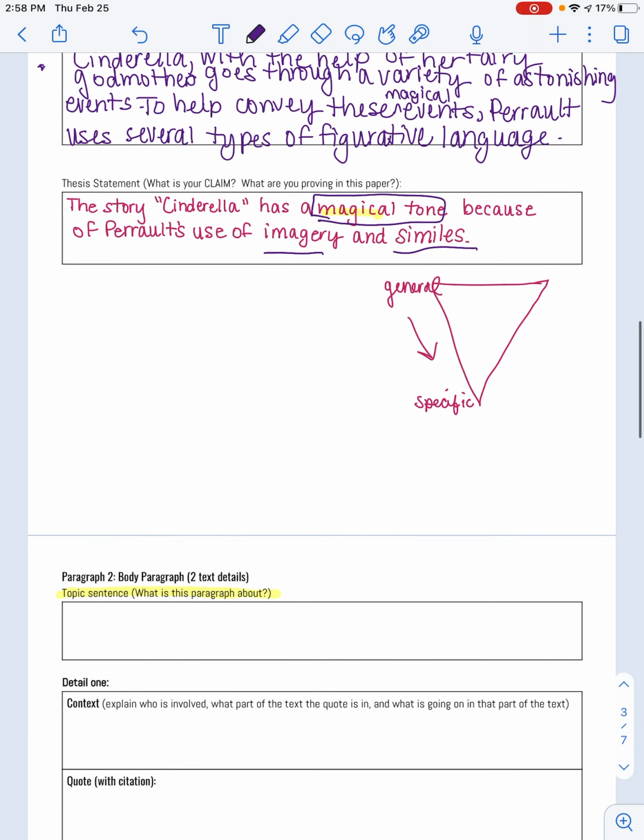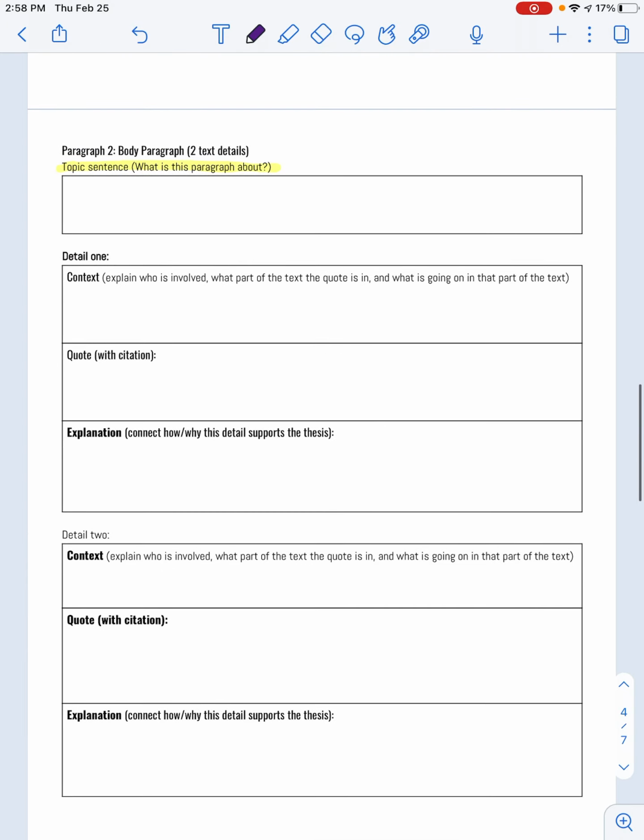And I need to, in a way, kind of reword that to show that that's what I'm going to be talking about here. So I'm going to say, Charles Perrault creates his magical tone by using similes and imagery.